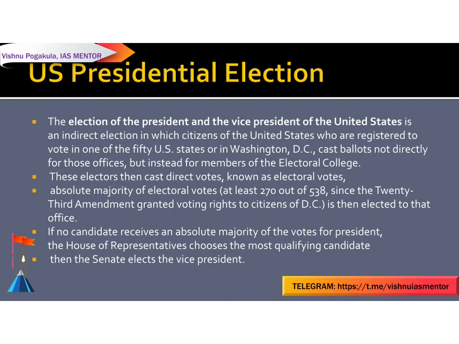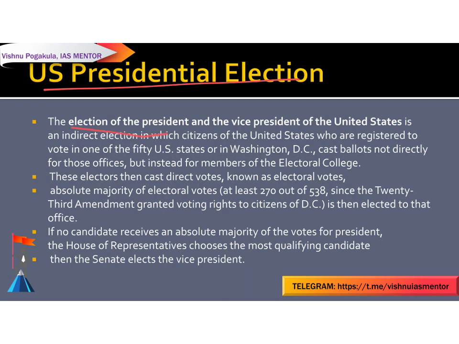First, let's see about the US presidential election. The election to the president and the vice president of the United States is an indirect election. The citizens of the United States who are registered to vote in one of the 50 US states or in Washington DC will cast their votes, not directly for those offices but instead for the members of the electoral college. These electors then cast direct votes, known as electoral votes, for the president and vice president. So this is how the election in the US takes place, and it is an indirect election.